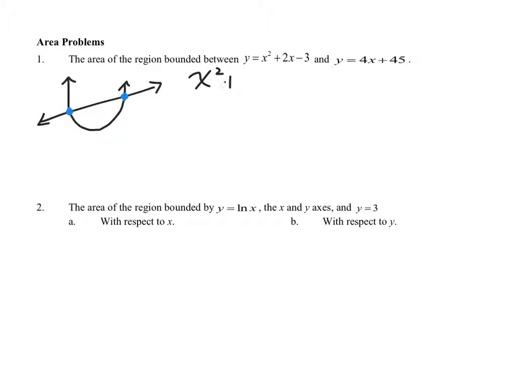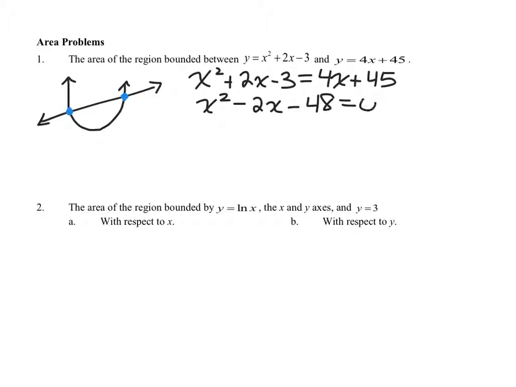x squared plus 2x minus 3 has to be equal to 4x plus 45. And we have x squared minus 2x minus 48. And so 6 and 8, I think. So (x + 6)(x - 8). And so we get our roots of x equals -6 and positive 8.